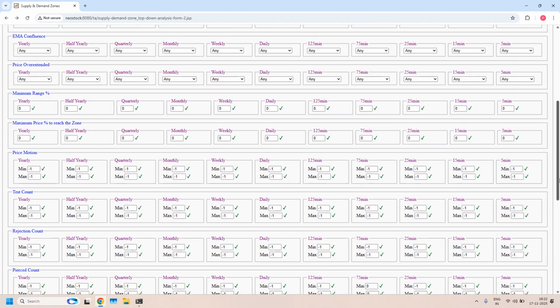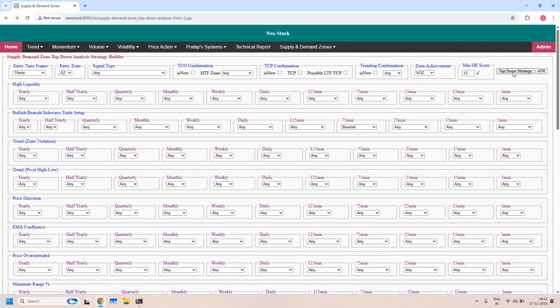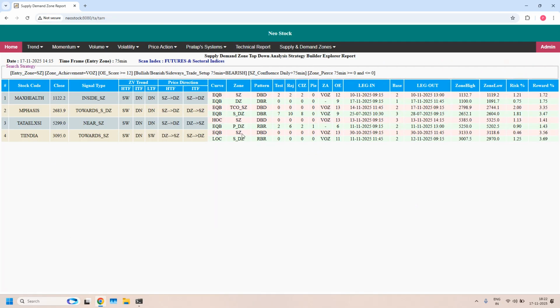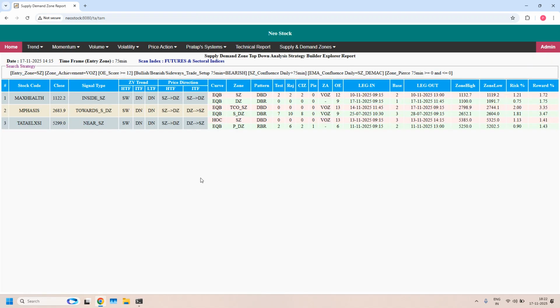So first strategy, first step, LTF and ITF supply zone confluence, that is 75 minutes and daily supply zone confluence. I enabled the filter, applying on the 5 stocks. We got 4 stocks. In all the 4 stocks, all these 75 minute supply zones are overlapped with daily supply zone. 75 minute supply zone is part of the daily supply zone. And daily trend is downtrend, so you can apply second step EMA confluence on the daily supply zone. So daily supply zone having daily EMA confluence. So we got 3 stocks.